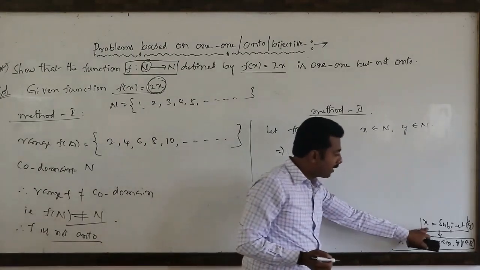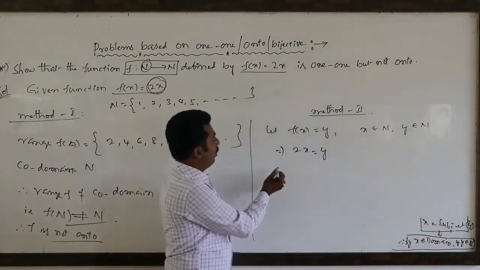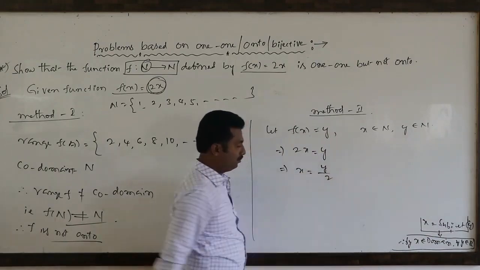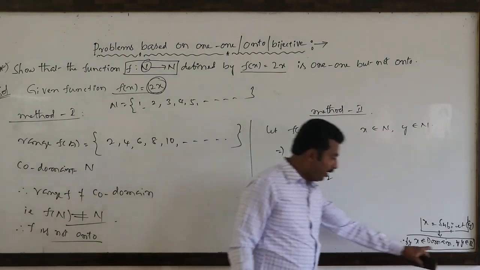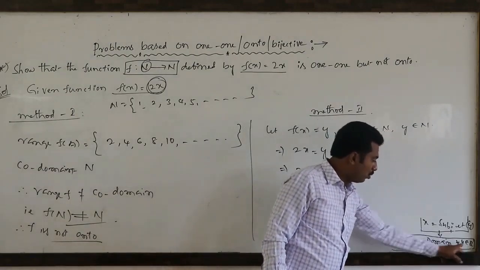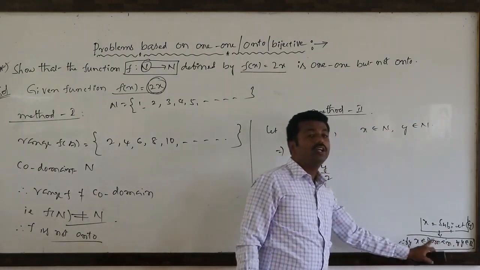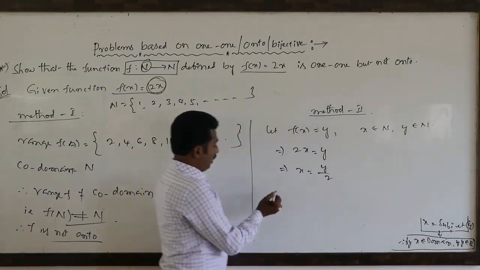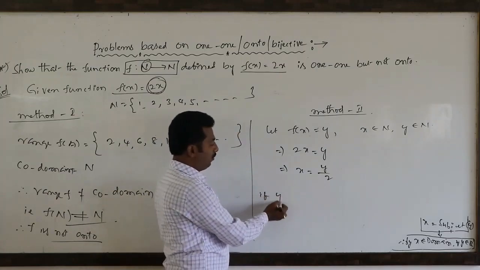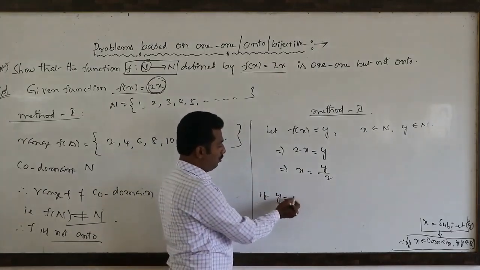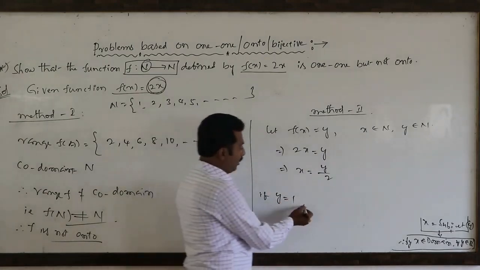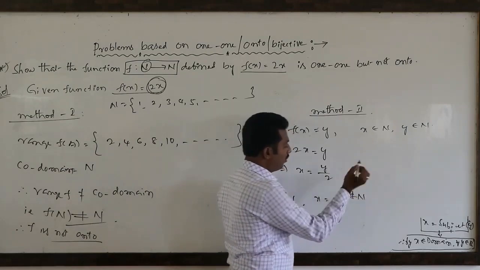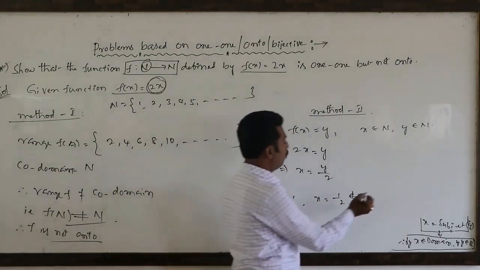What is the next step? Take x as the subject, means in terms of y. So x equal to y by 2. Later, what we have to verify? For every y belongs to codomain, whether x belongs to domain or not, we have to verify. See here, if y equal to 1, what is the x value? 1 by 2, which does not belong to the natural numbers, means domain.